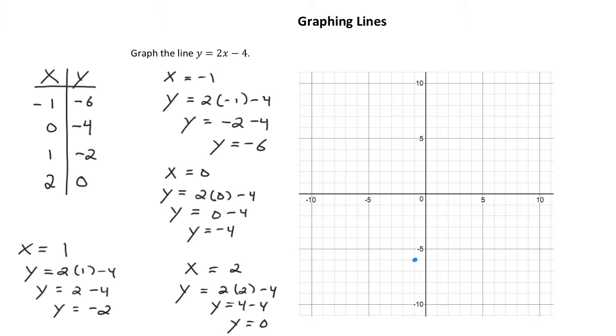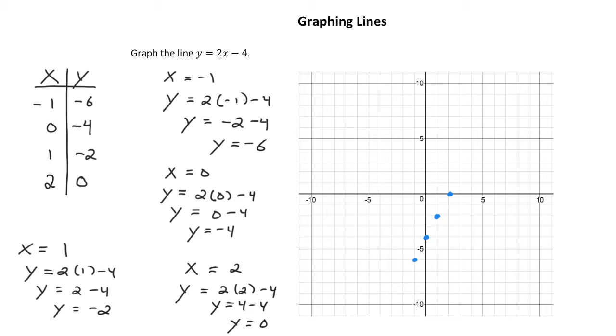I can do this for the remaining points as well. Like here I have 0, -4. So I start at 0, meaning I don't go left or right. I go down 4 places, and I'll put my next point right here. That is 0, -4. For the next point, I have 1, -2. That means I go right 1 and down 2, so I get this point here. And I have one more, x equals 2, y is equal to 0. That means I start here, I go over 2, 0 means I do not go up or down, and so this is my final location.